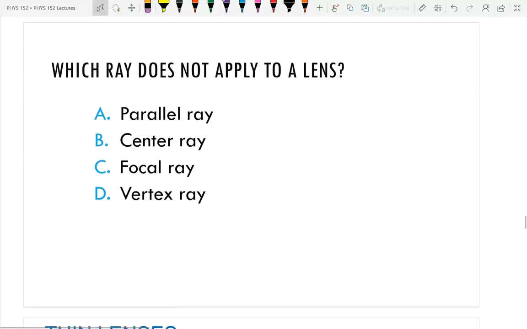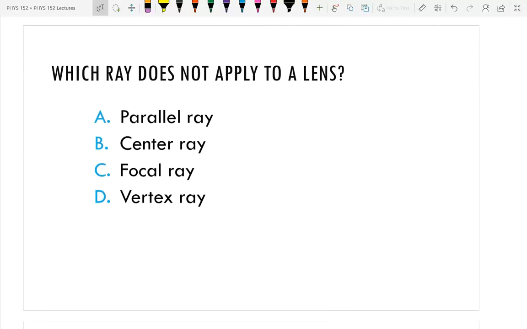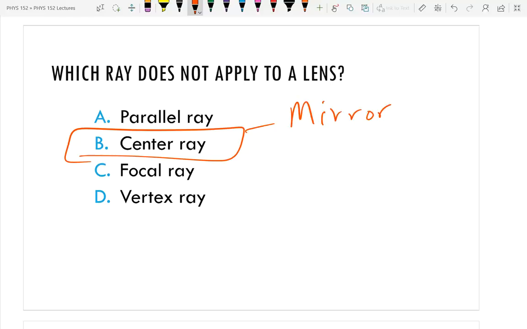Which ray does not apply to a lens? Which one of these did I not name? Don't worry about getting out your clickers. Just blurt out. Which one of these did I not mention? The center ray. The center ray applies to a mirror, but not to a lens. These other three will apply to both a lens or a mirror. So I recommend just learning the other three and not worrying about the center ray, because that way you can always use those three, whether it's a lens or a mirror.